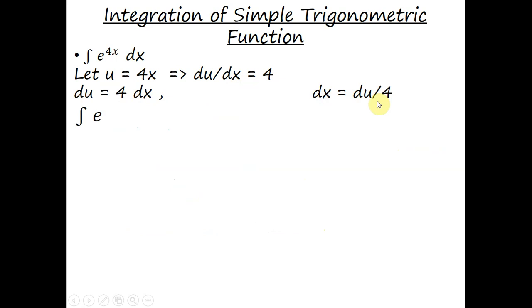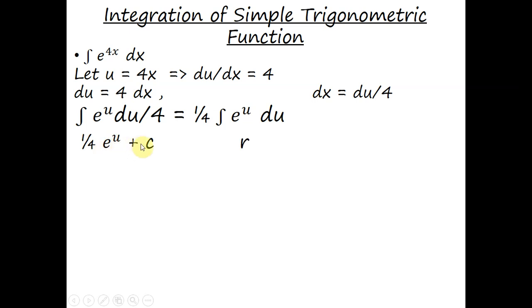And that is the integral for exponential u, now we have removed 4x, du all over 4, which is equivalent to moving the 1 over 4 behind. And that is what we have here, which is equal to 1 over 4 integral of exponential u du. We're integrating now with respect to u because we have replaced our dx with du. So move further to integrate. As we integrate this, it gives us plus c.